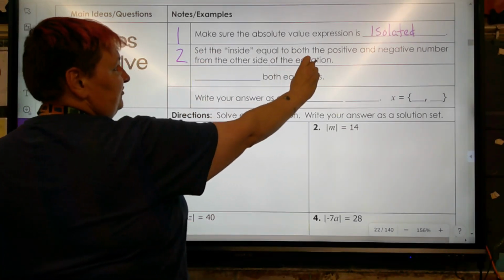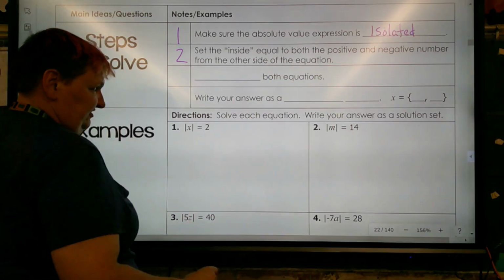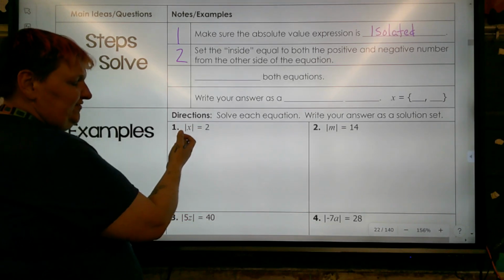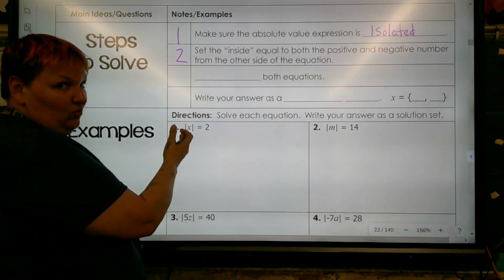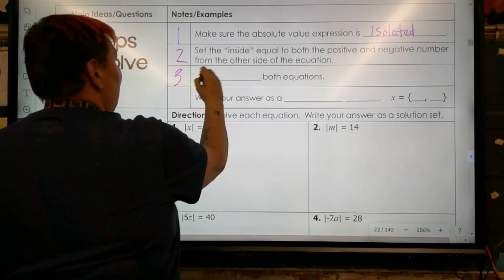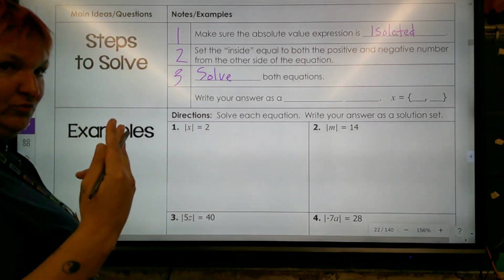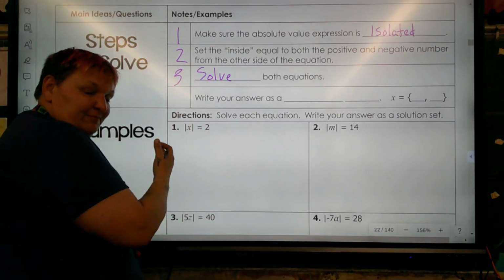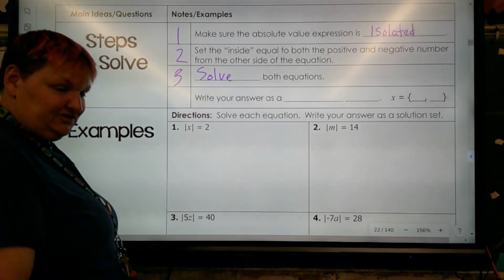Set the inside equal to both the positive and negative number from the other side of the equation. Right? Because if it's the absolute value of something, technically inside the absolute value bars, x could be 2 or negative 2. Step 3, solve both equations. You're going to end up with 2 possible answers. That's the point of an absolute value equation. You're going to end up with the positive and negative answers.